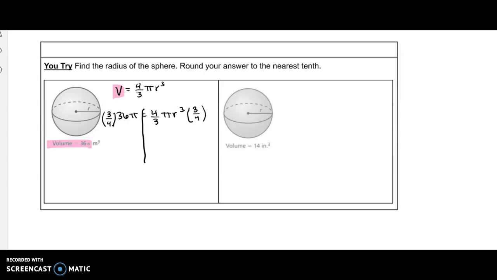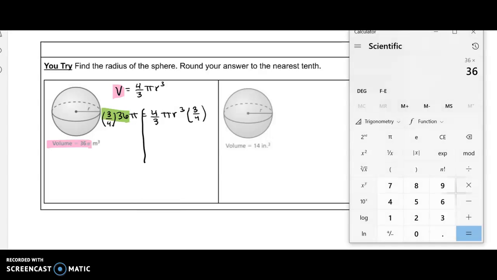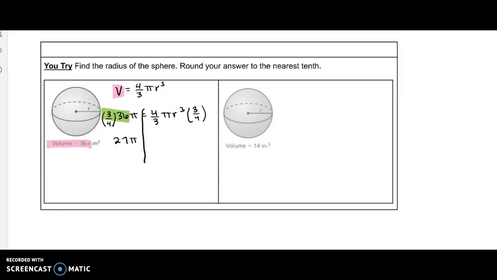That's the same as multiplying the two top numbers and then dividing by 4. So 36 times 3 divided by 4 gives us 27. So we have 27 pi equals pi times your radius cubed. Now to get rid of the pi on the right side, we need to divide because that's the inverse of multiplying by pi. That cancels them out on both sides. So we have 27 equals your radius cubed.